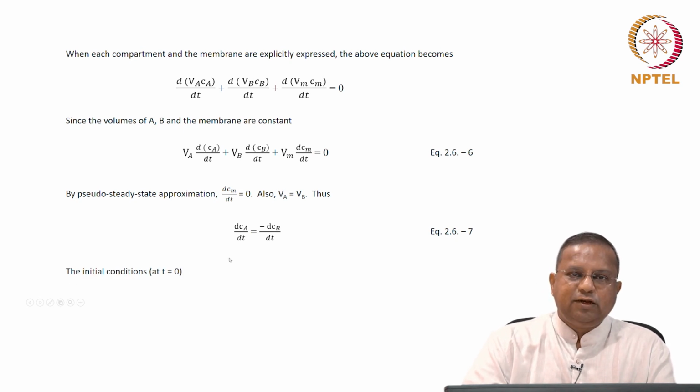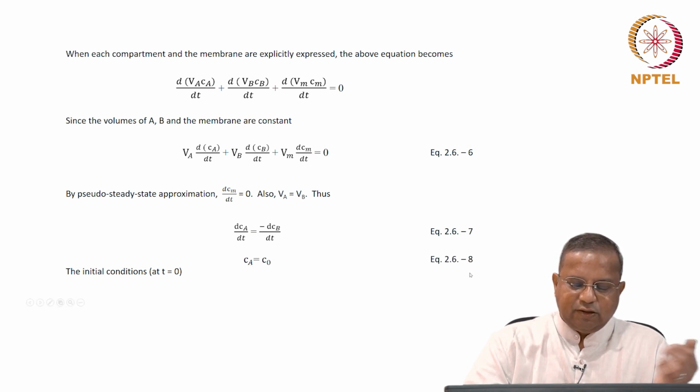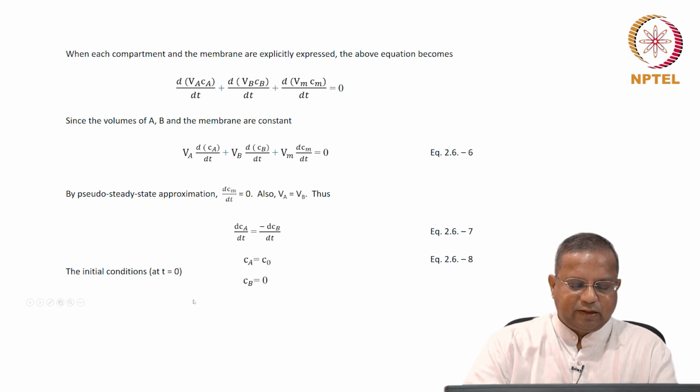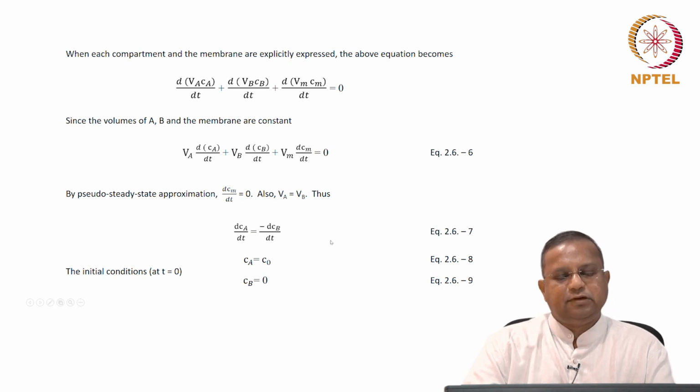The initial condition, that is at t equals 0, is Ca equals C0. The entire albumin or the model protein is in chamber A. Equation 2.6-8, and Cb equals 0, equation 2.6-9. This is what happens at t equals 0.